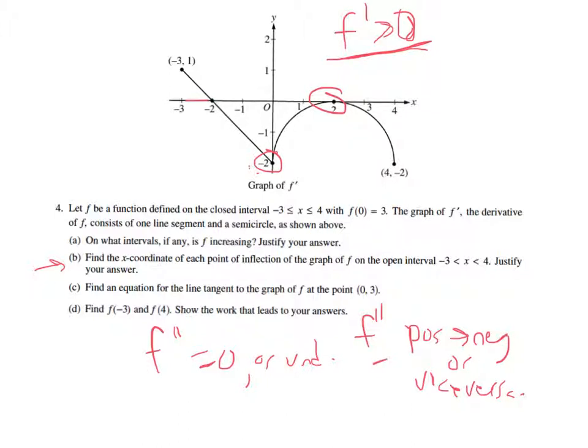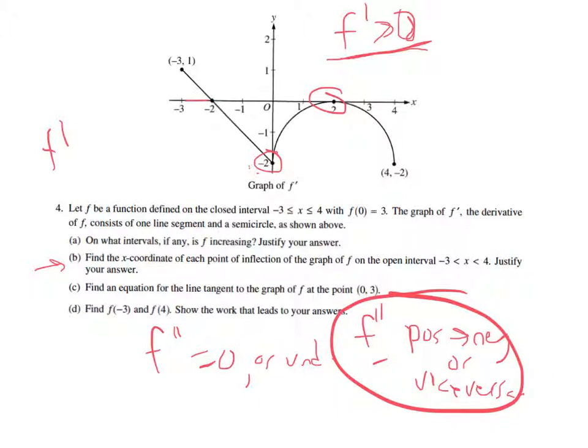Some people did talk about f prime just by itself and said f prime goes from decreasing to increasing, or increasing to decreasing, which is saying the same thing, and either one of those is acceptable. So to justify points of inflection of f, you can either talk about f prime going from increasing to decreasing, or decreasing to increasing, or f double prime switching signs, going from positive to negative or negative to positive. And that happens when f double prime is either 0 or f double prime is undefined.